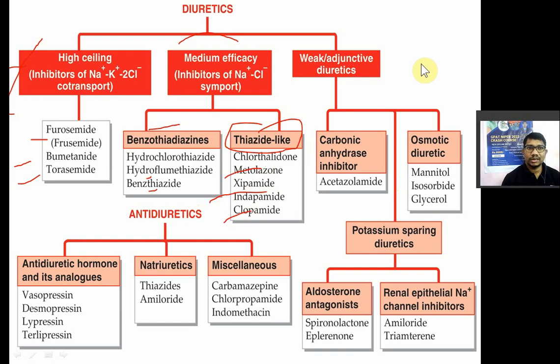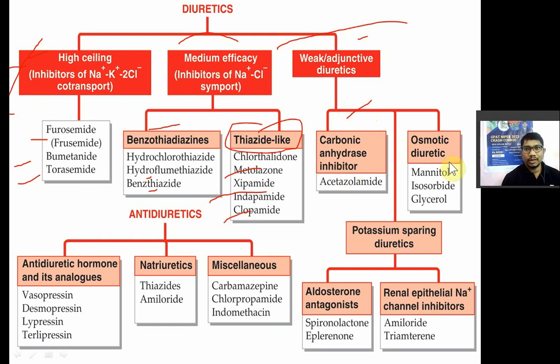Now third category of diuretics, they are known as weak diuretics or low efficacy diuretics. So high ceiling, they are known as high efficacy diuretics. Then medium efficacy diuretics and low efficacy diuretics. So in the low efficacy diuretics, you have first carbonic anhydrase inhibitors like acetazolamide, dorzolamide, brinzolamide.